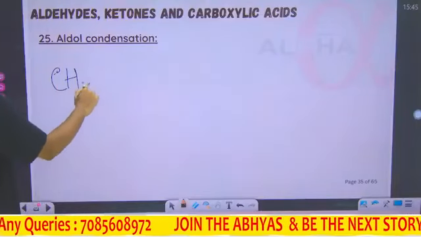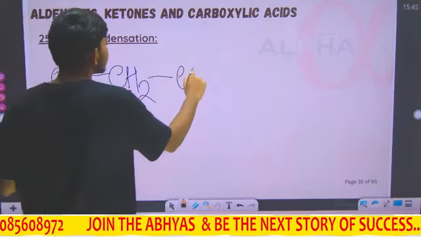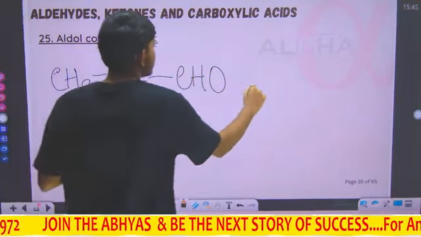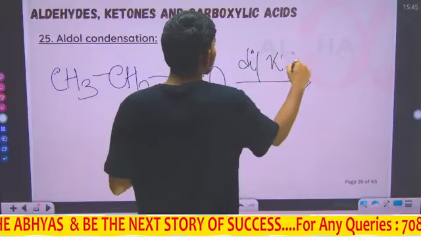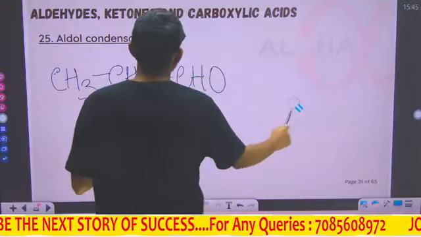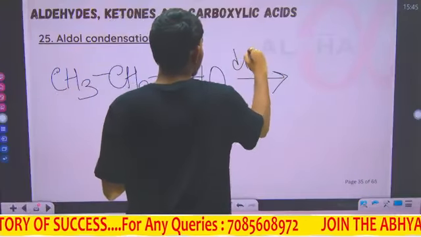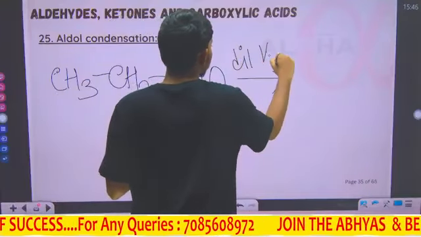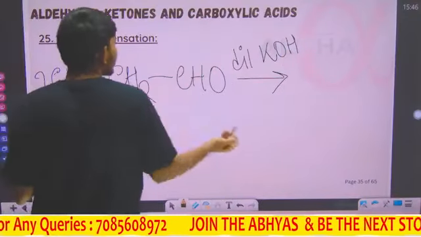Do this in your copy: CH3, CH2, CHO, dilute KOH. Do the aldol condensation here. 2 moles you need. Do it in your copy.